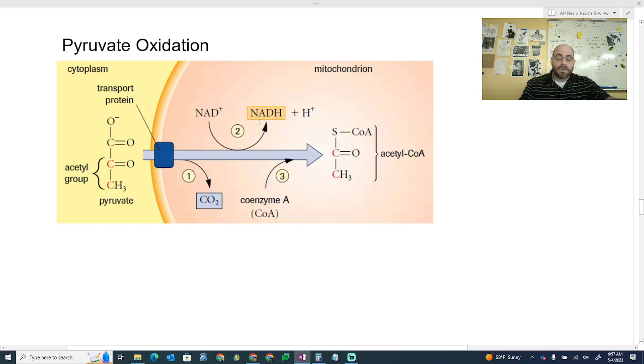NADH is made, and that's going to head on to the ETC. You have this thing called acetyl that is left, and it's going to combine with coenzyme A to make acetyl-CoA.